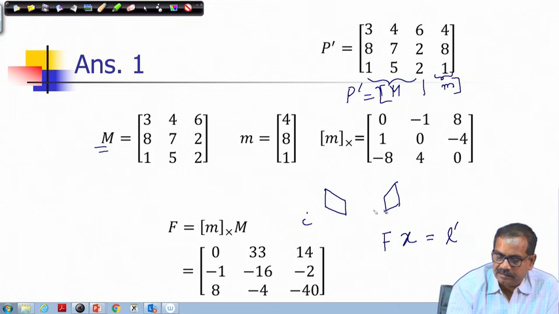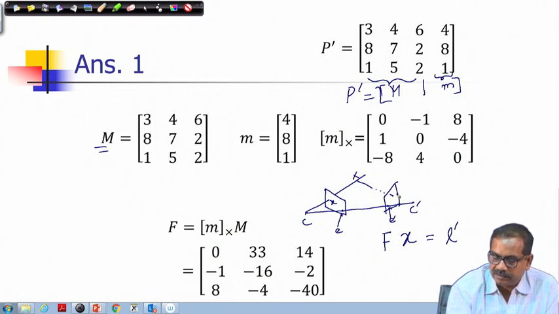So, this is center C, this is center C prime, and this is the baseline. So, these are the epipoles, consider these are the intersecting points. So, this is E prime, E, and a point x and its corresponding image point, say this is x, this is x prime.